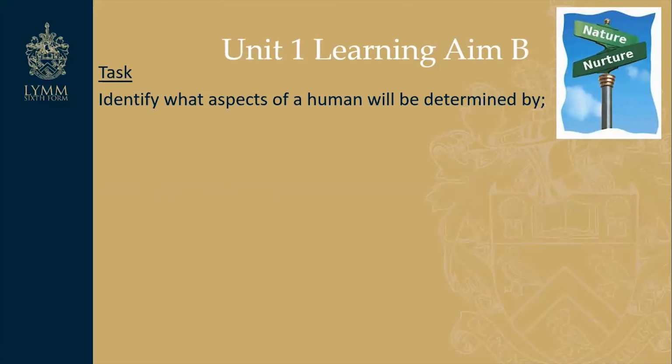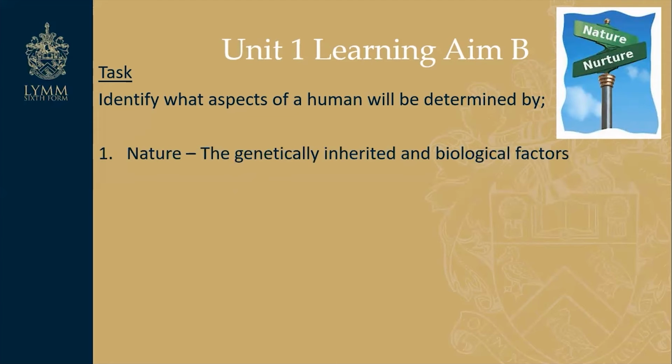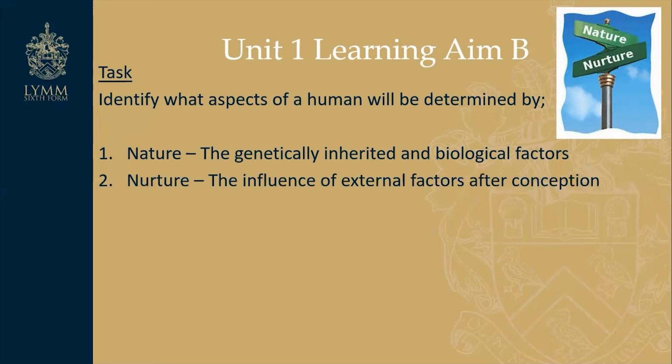So a typical task within a lesson could be something like this. So we might be looking at the nature-nurture debate. So I want to have a look at identifying the aspects of a human and what will determine that. So in terms of nature, the nature is the genetically inherited and biological factors of an individual. And the nurture is the influence of external factors after conception. So this is either in the womb or after the mother has given birth.